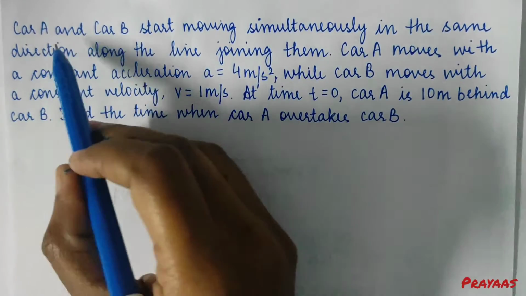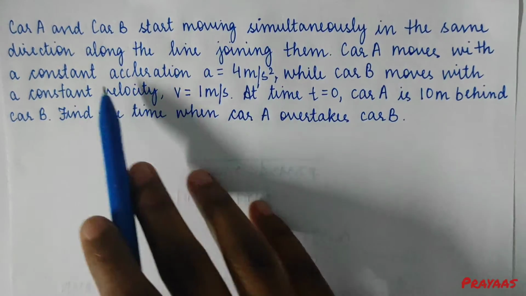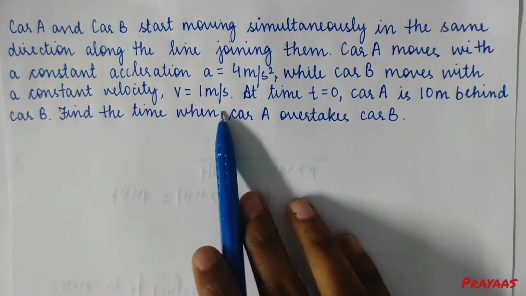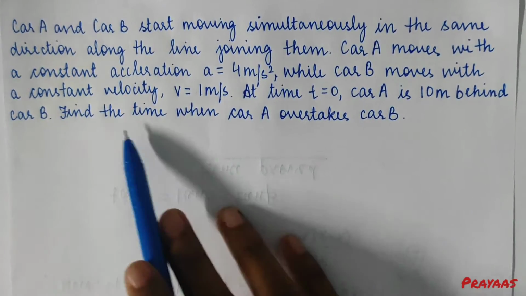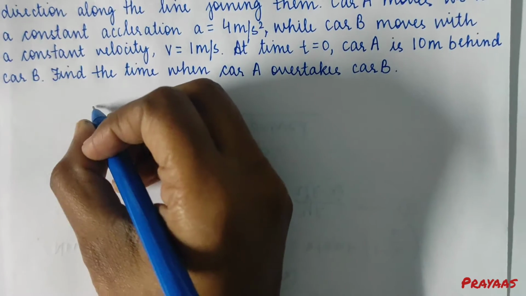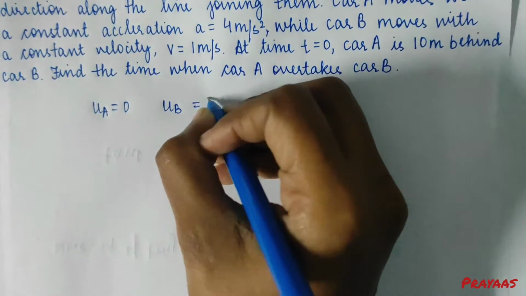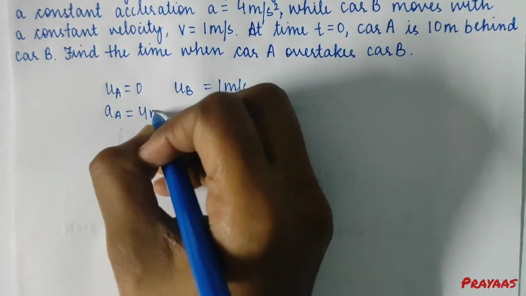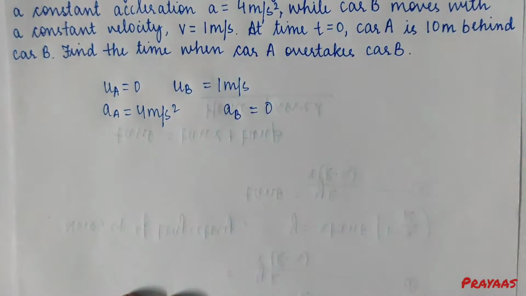Next question. Car A and car B start moving simultaneously in the same direction along the line joining them. Car A moves with a constant acceleration a equals 4 meter per second square, while car B moves with a constant velocity v equals 1 meter per second. At time t equals 0, car A is 10 meter behind car B. Find the time when car A overtakes car B. So in this question, initial velocity of car A, uA, is 0. Initial velocity of car B is 1 meter per second. Acceleration of car A is 4 meter per second square, and acceleration of car B is 0.